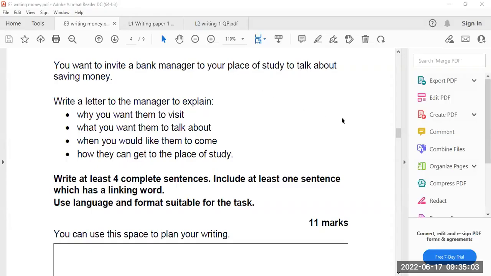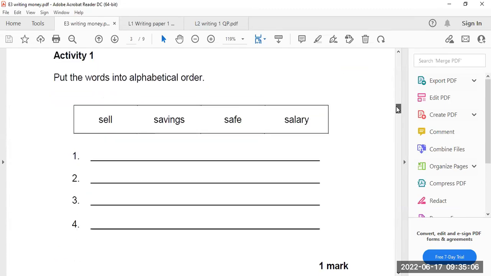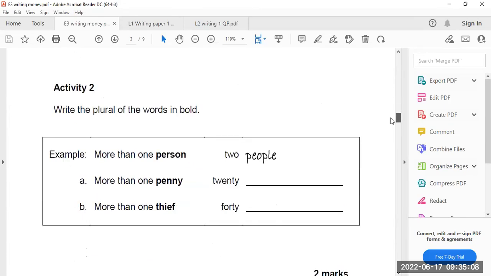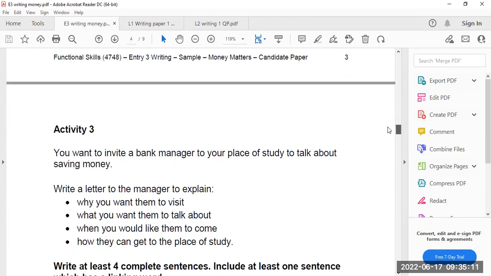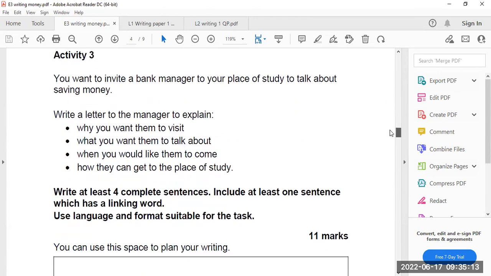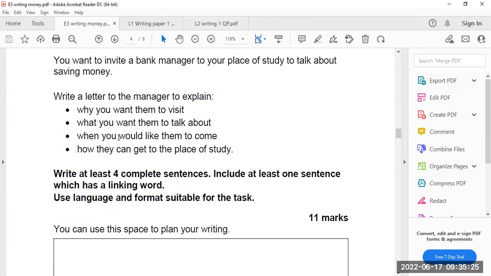So first off, we've got the entry 3 one. Now the entry 3 starts with a short sort of alphabetical order test and plural test. And then it moves on to these. So you get activity 3, and we can see here that we've got a reasonable amount of information. We're told that we invite a bank manager to the place of study to talk about saving money. And again, they're looking for at least 4 complete sentences, and at least one of these sentences has to have a linking word. At entry level 3, you want to aim to write more than 4 complete sentences because of the way it's marked.